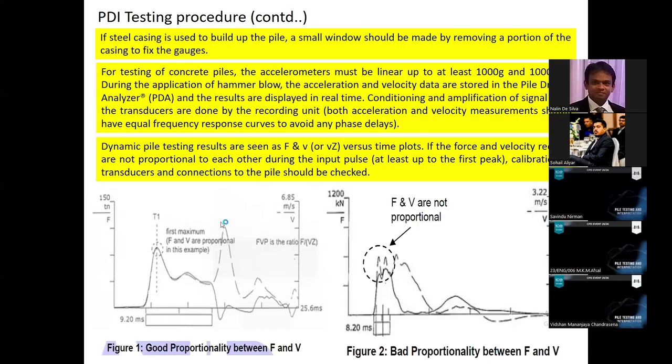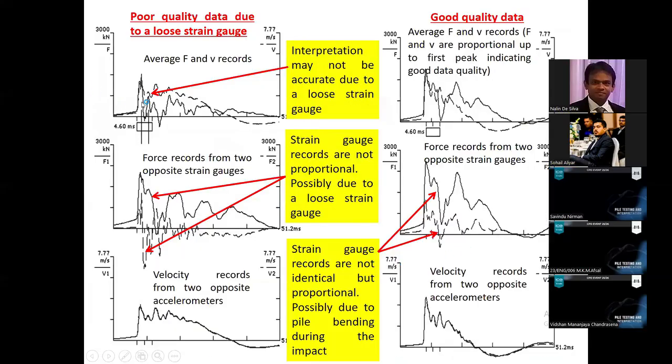So when you see this kind of response, you must check the records of individual sensors. This is the average response, indicating non-proportional data. Once you encounter non-proportional data from the average records, average force records taken from different sensors, average velocity records taken from different sensors, you look at the individual records. So these are the force records from two opposite strain gauges.